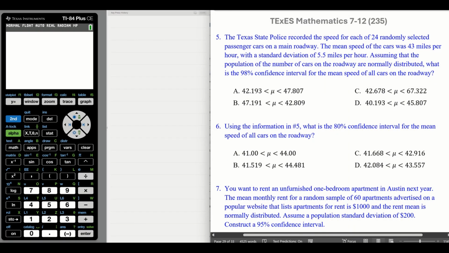Number 5. The Texas State Police recorded the speed of each of 24 randomly selected passenger cars on a main roadway. The mean speed of the cars was 43 miles per hour with a standard deviation of 5.5 miles per hour. Assuming that the population of the number of cars on the roadway is normally distributed, what is the 98% confidence level for the mean speed of all the cars on the roadway?